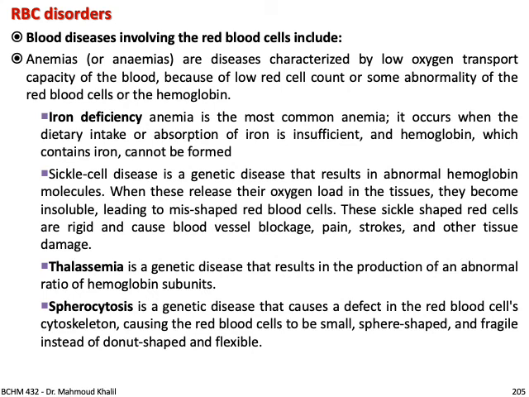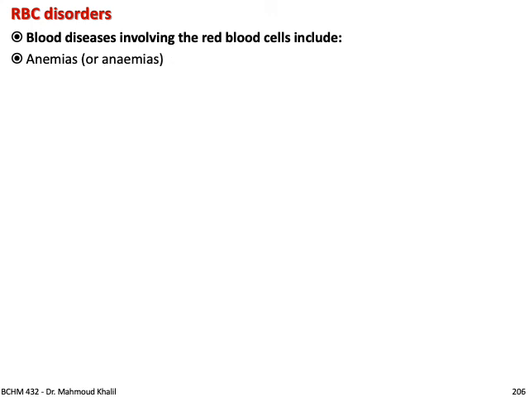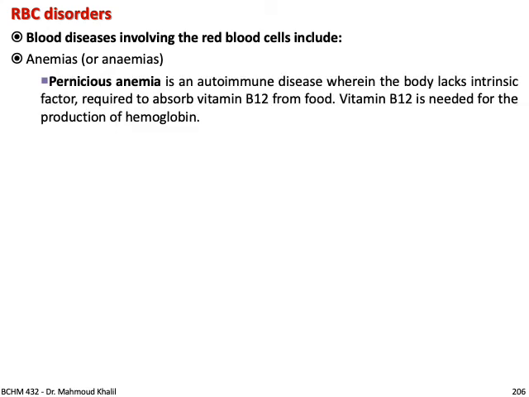Spherocytosis is a genetic disease that causes a defect in the red blood cell cytoskeleton, causing the red blood cells to be smaller in size, spherical in shape, and very fragile instead of donut shaped and flexible. Anemias, continue this slide, anemias as well.